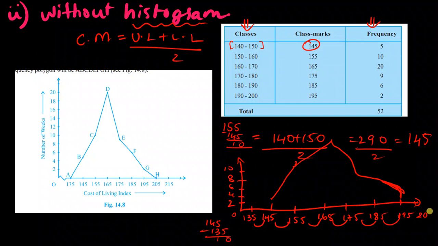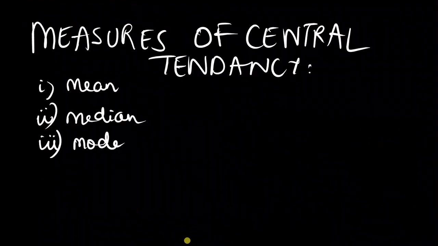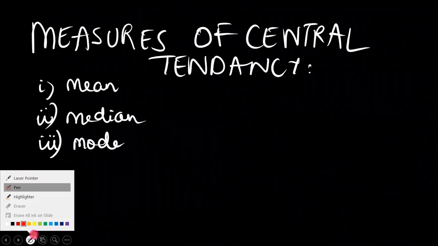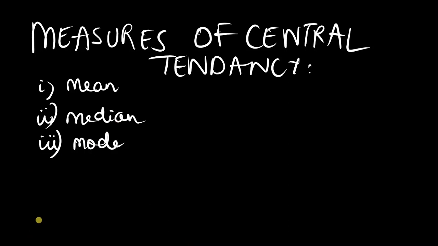Similarly 195 to 205, you need to make that interval too. So now all you need to do is bring it down here to the tip, so you will make a closed polygon, right? So this is how you make the frequency polygon without the histogram.